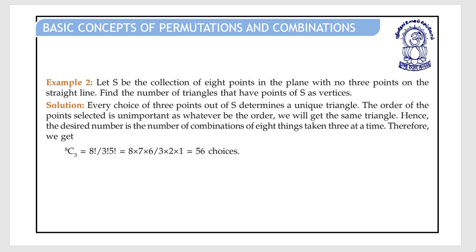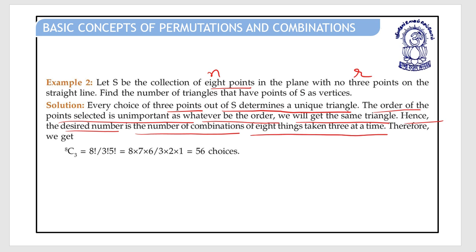Next example. Let S be a collection of 8 points in the plane, with no 3 points on a straight line. Here the number of points, n, is 8, and r is equal to 3. Find the number of triangles that have points of S as vertices. Every choice of 3 points out of S determines a unique triangle. The order of the points selected is unimportant, as whatever be the order, we will get the same triangle. Hence, the desired number is the number of combinations of 8 things taken 3 at a time.